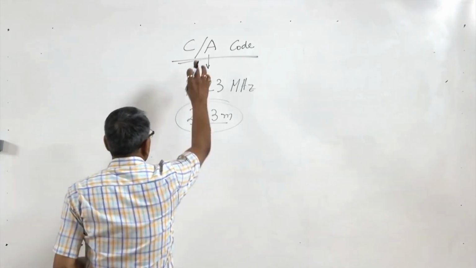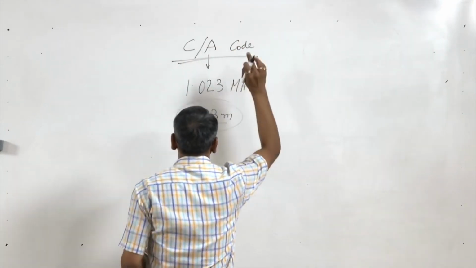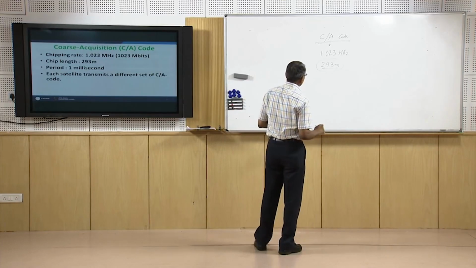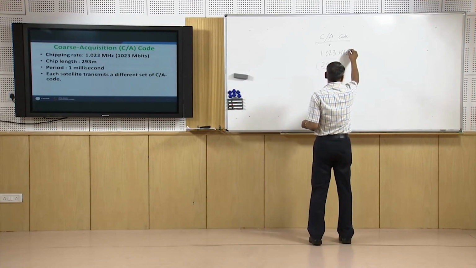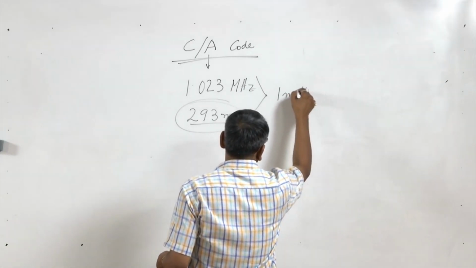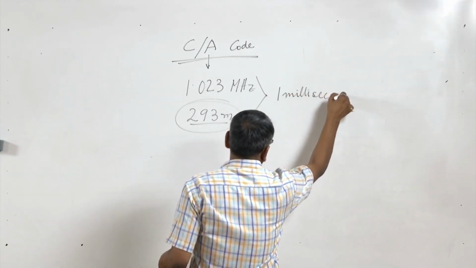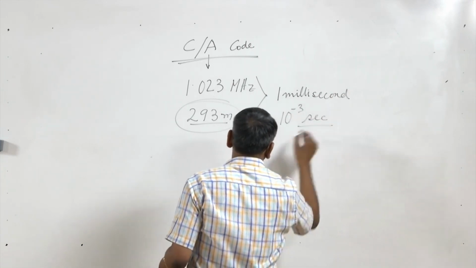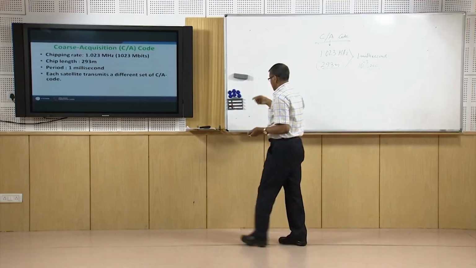Each satellite has an individual CA code, or a particular CA code, which provides the identification of the satellite. And another thing, the period of this code is 1 millisecond, that means at 10 to the power minus 3 second interval this code repeats.